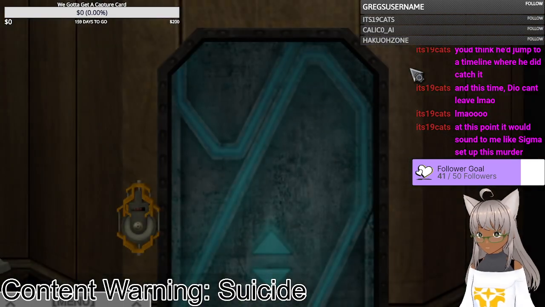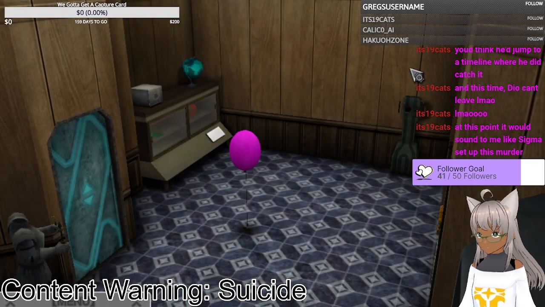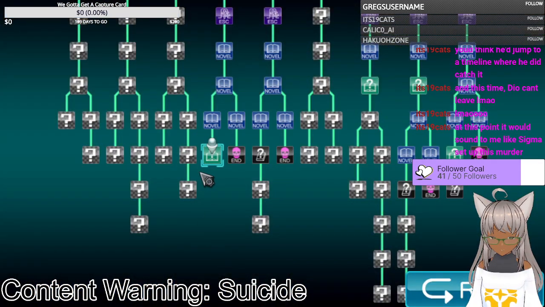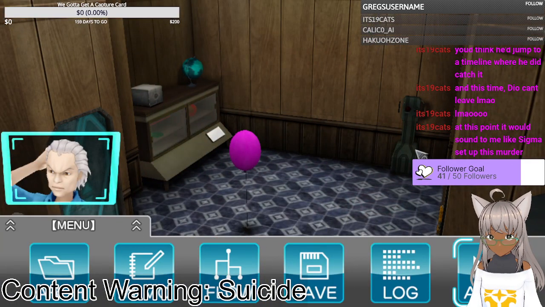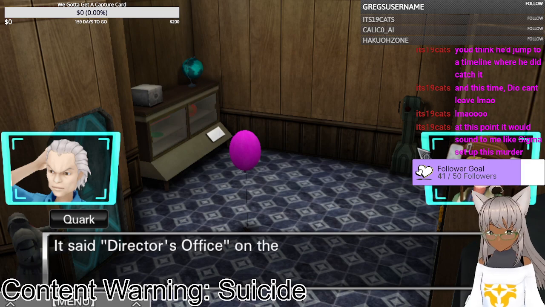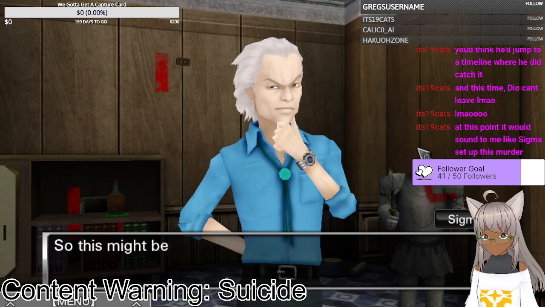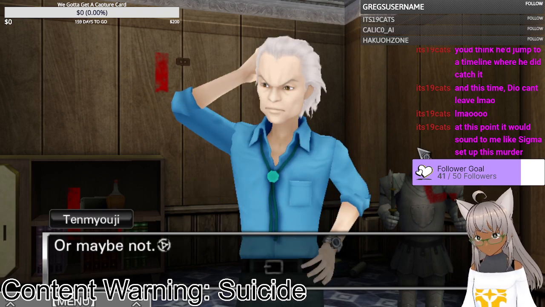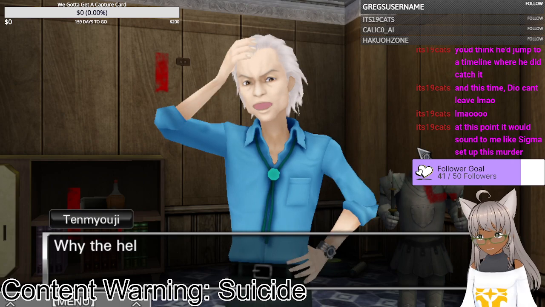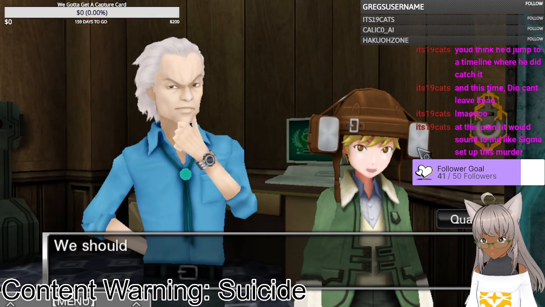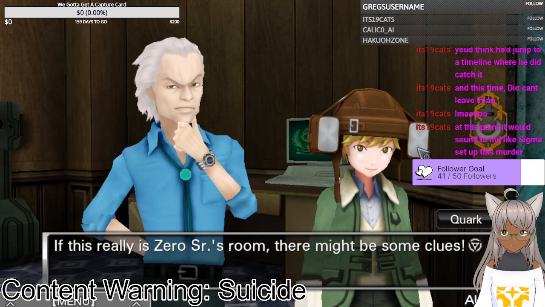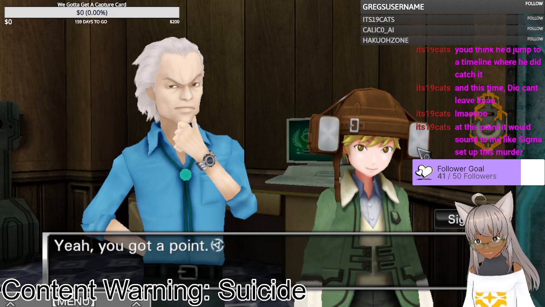What the heck is in here? Wait, this is an escape? Hold it, we're still going? Probably the office of whoever is running this place. Okay. Director's office on the door. So this might be Zero Senior's office. Maybe. Or maybe not. Well, which is it? How the hell would I know? We should look around. If this really is Zero Senior's room, there might be some clues. Yeah, you got a point.